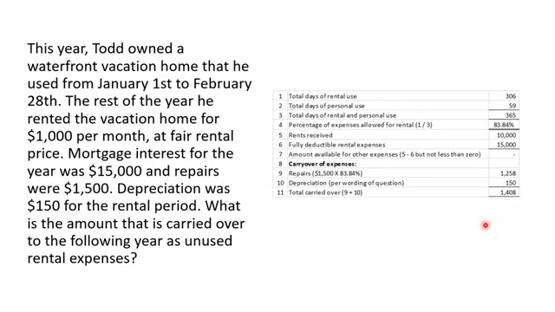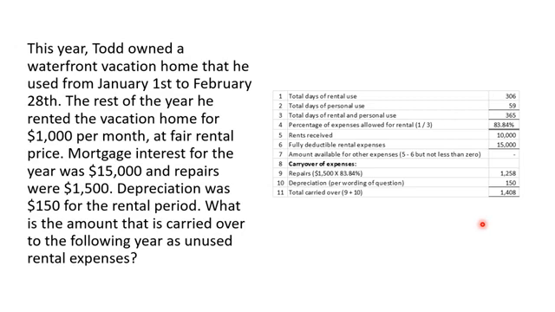Another question. This year, Todd owned a waterfront vacation home. He used it from January 1st to February 28th. In other words, 59 days of personal use. The rest of the year, he rented the vacation home for $1,000 per month at fair rental price. Mortgage interest was $15,000. Repairs were $1,500. Depreciation for the entire year, for the entire rental period, was $150. What amount is carried over to next year?